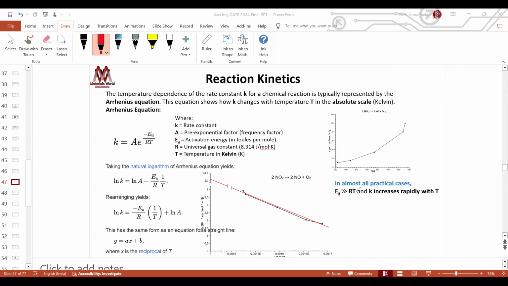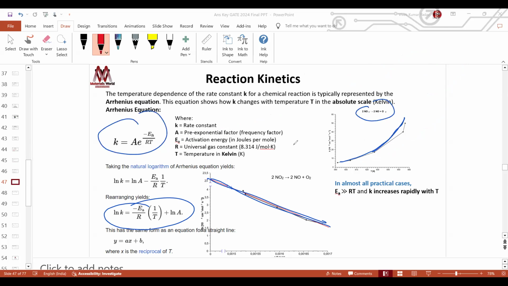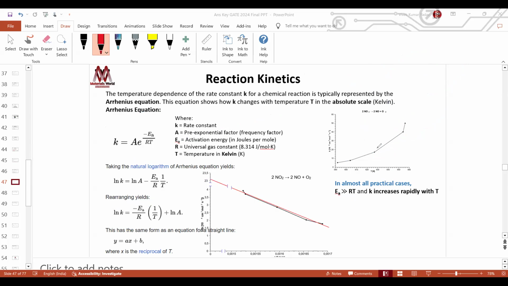So in all the practical cases, Ea will always be greater than RT. That is one thing that you need to remember. And this is the typical graph that we get for this reaction, NO2 gives rise to NO plus O2. This is a typical equation, and this is the graph. It's easy to actually solve this also if you have a calculator. Let's say, for example, if you prepared for JEE, even though you don't remember this graph, you can find it out.